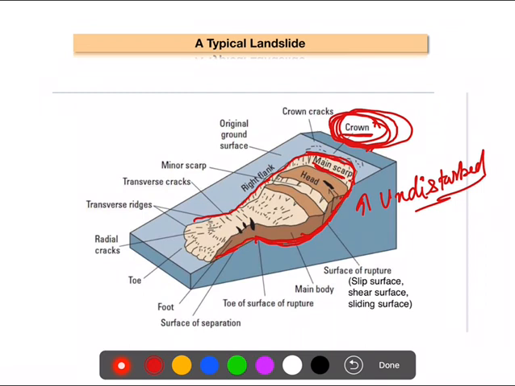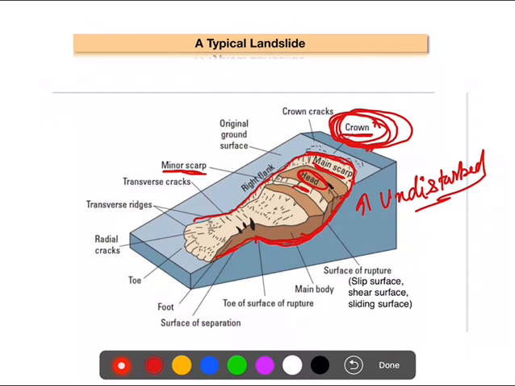Okay, then there is minor scarp. So after that you have, sorry, you have head also. Okay, so what is the head? The upper parts of a landslide along the contact between displaced material.